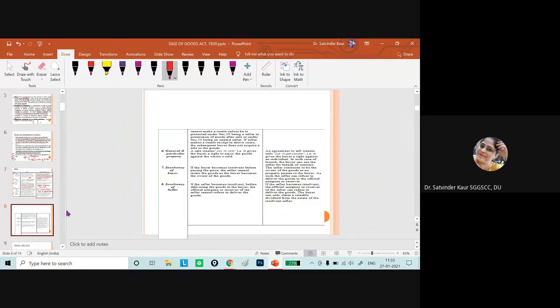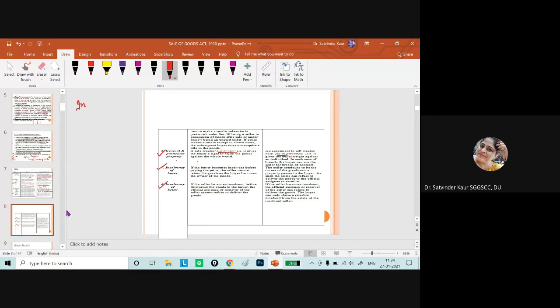Then, in continuation, there is the difference between right in rem and right in personam with respect to property. So already discussed, in case of sale the ownership has been transferred, and in that the buyer gets the right in rem. In case of agreement, the ownership is yet to be transferred and the buyer will get the right in personam. Then there comes the difference on the basis of insolvency of buyer and insolvency of seller.